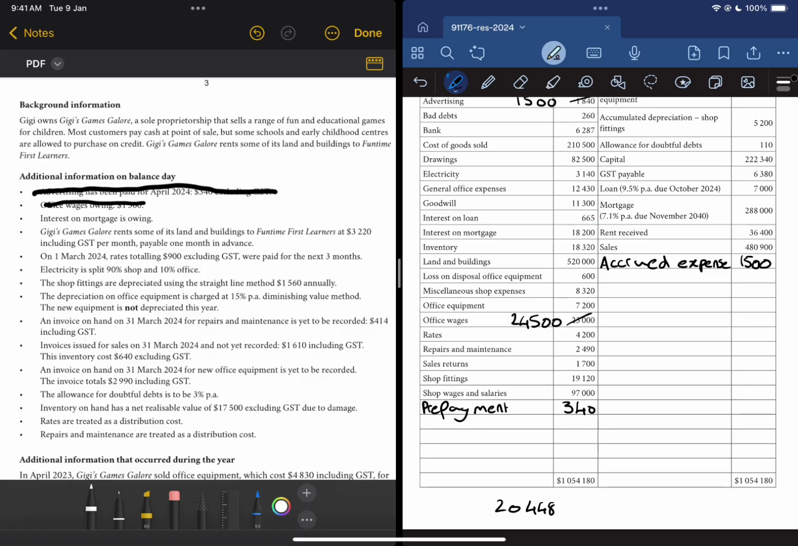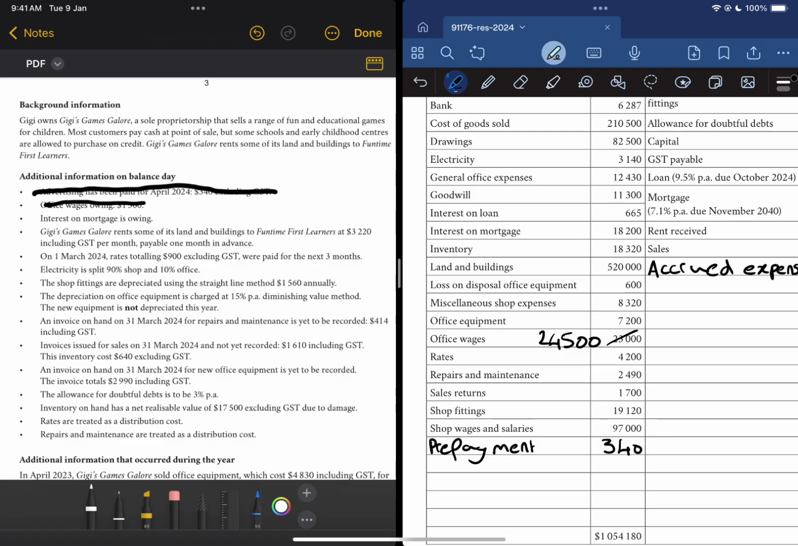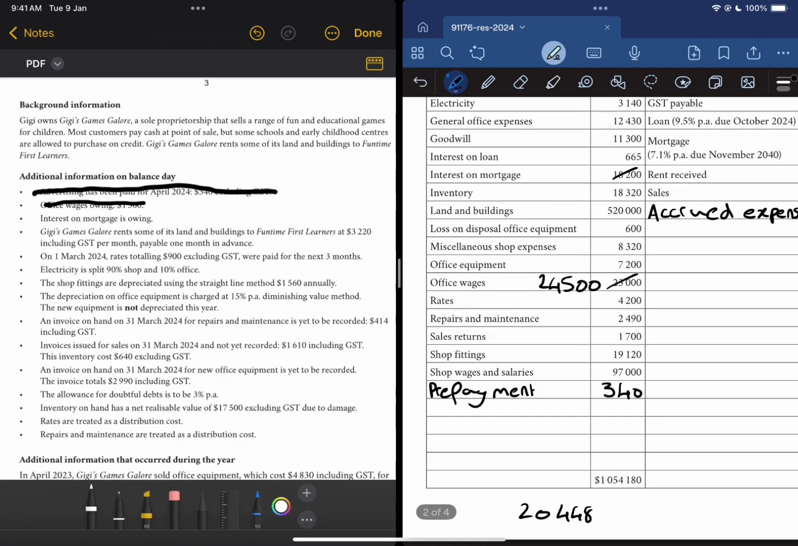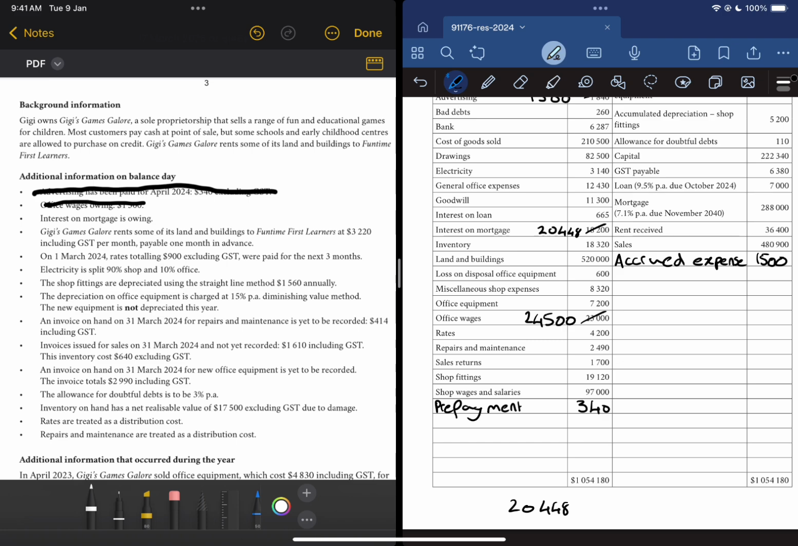We'll start off by going into our interest on mortgage and changing the account to increase to 20,448, just like that. Nice and easy. And now what I'm going to do, guys, is find out the difference between those two numbers. So to do that, I'm just going to go 20,448 minus 18,200. And that's going to give us 2,248.